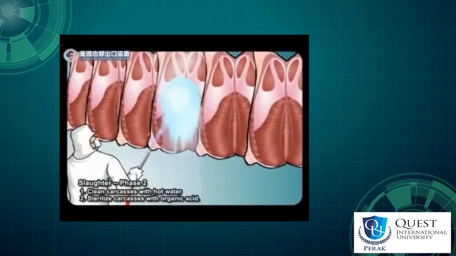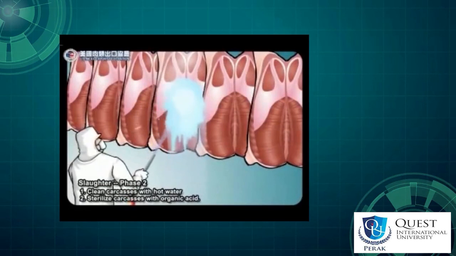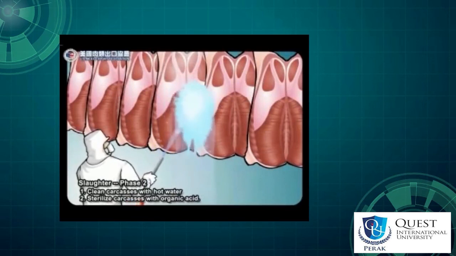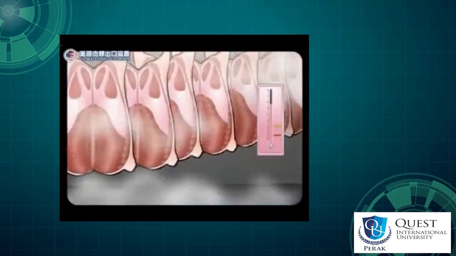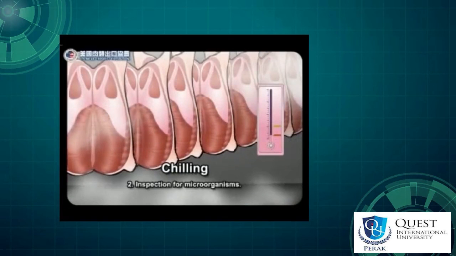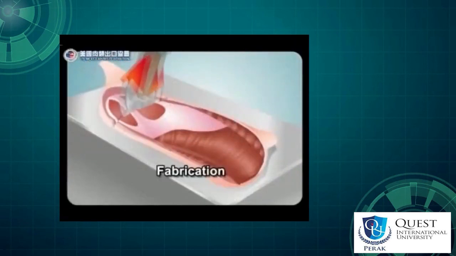Slaughter. Phase 2. 1. Clean carcasses with hot water. 2. Sterilize carcasses with organic acid. Chilling. 1. Freeze carcasses at extremely low temperatures to prevent the growth of microorganisms. 2. Inspection for microorganisms. Fabrication.